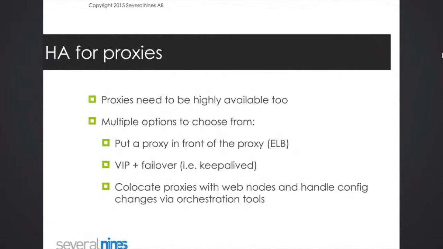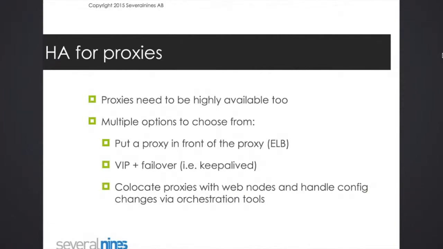The ELB will be automatically highly available, so you don't have to worry about it. Another option would be to use a virtual IP and fail it over between the proxy nodes, using, for example, HAProxy. Also, what you could do is collocate proxies with the web nodes. So you have the web server with the application, and the application connects directly and locally to the proxy.